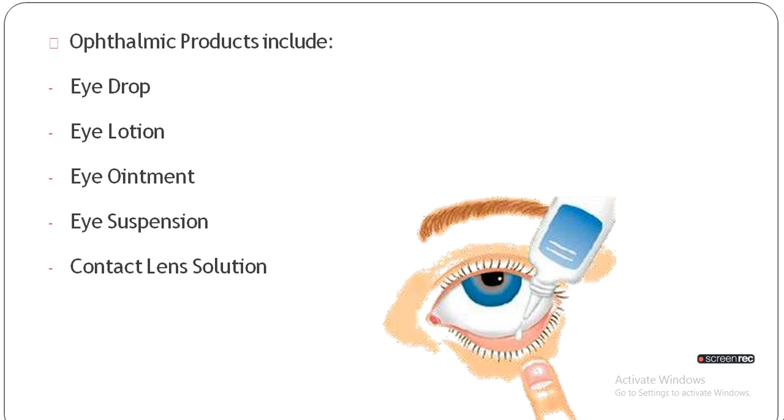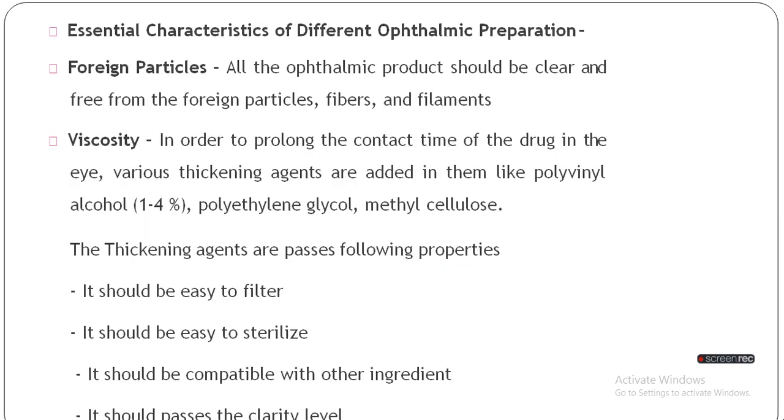So what do ophthalmic products include? Ophthalmic products include eye drops, eye lotions, eye ointments, eye suspensions, and contact lens solutions. So what are the essential characteristics of the different ophthalmic preparations? The first one is foreign particles. As you know, foreign particles should not be present in ophthalmic preparations. All ophthalmic products should be clear and free from foreign particles, for example fibers and filaments.